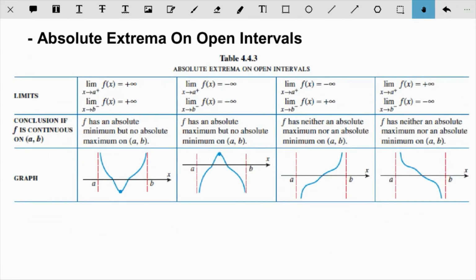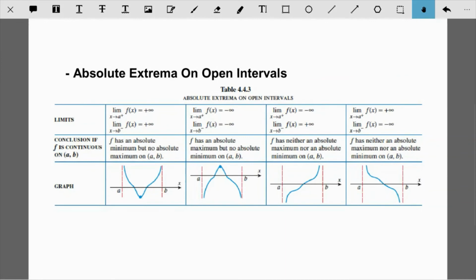And then this is also talking about open intervals, whether we're going to have absolute extreme values. You can see with open intervals, sometimes, again, we will have absolute extreme values, and sometimes we won't. Again, it just depends on the behavior of that particular function. But this just gives you a little bit of a feel for what you're looking for when we're on open intervals.